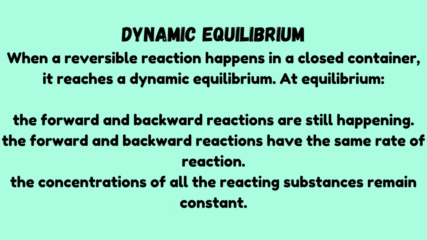What do you mean by dynamic equilibrium? When a reversible reaction happens in a closed container, it reaches a dynamic equilibrium. At equilibrium, the forward and backward reactions are still happening. The forward and backward reactions have the same rate of reaction. The concentrations of all the reacting substances remain constant.